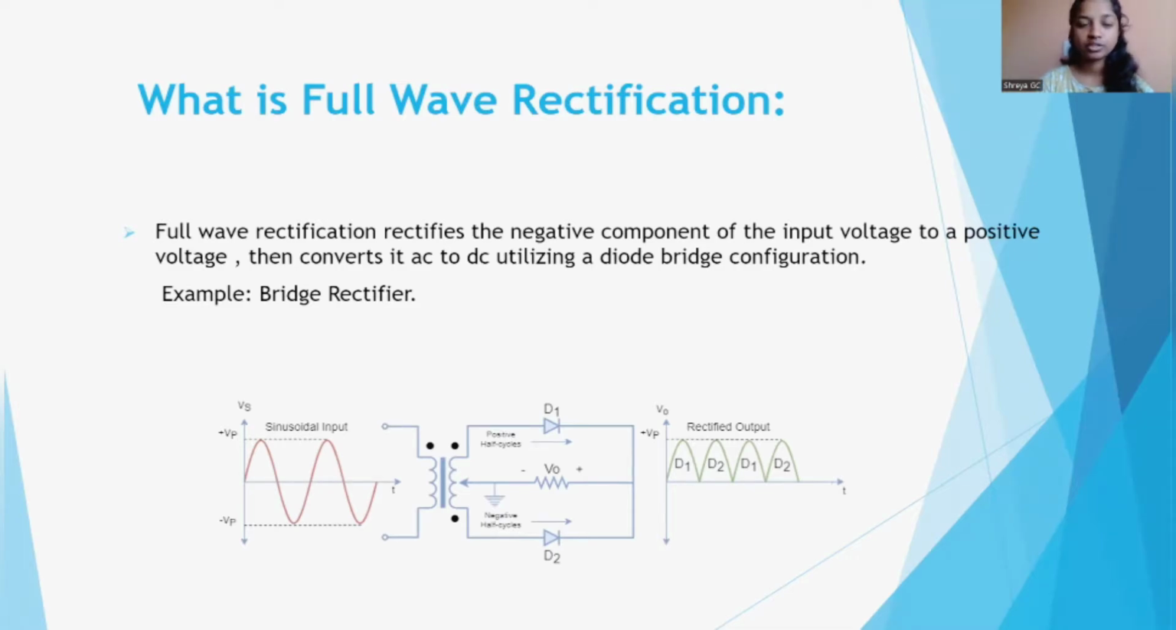Full wave rectification rectifies the negative component to positive and it converts alternating current to direct current. Here in this diagram, you can see that this is the input waveform, this is the full wave rectification, and this is the output. This is the positive half cycle and this is the negative half cycle, and here transformer T1 is present. This is diode D1 and here diode D2 is present.